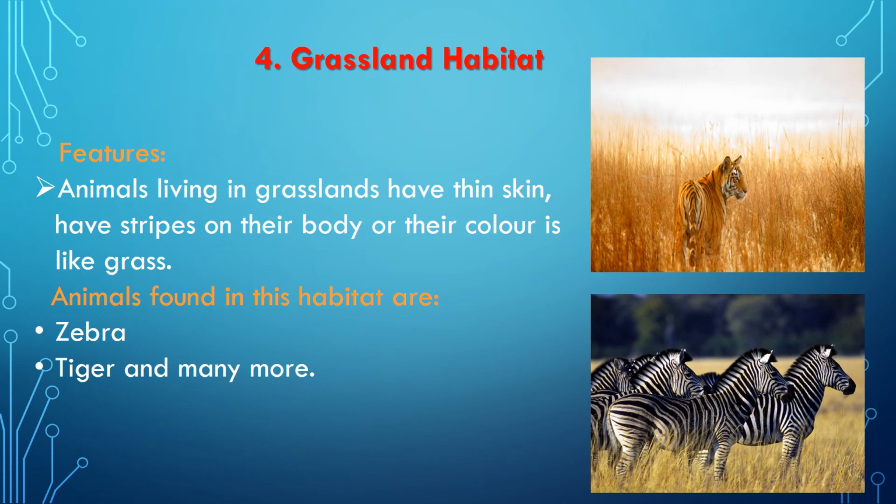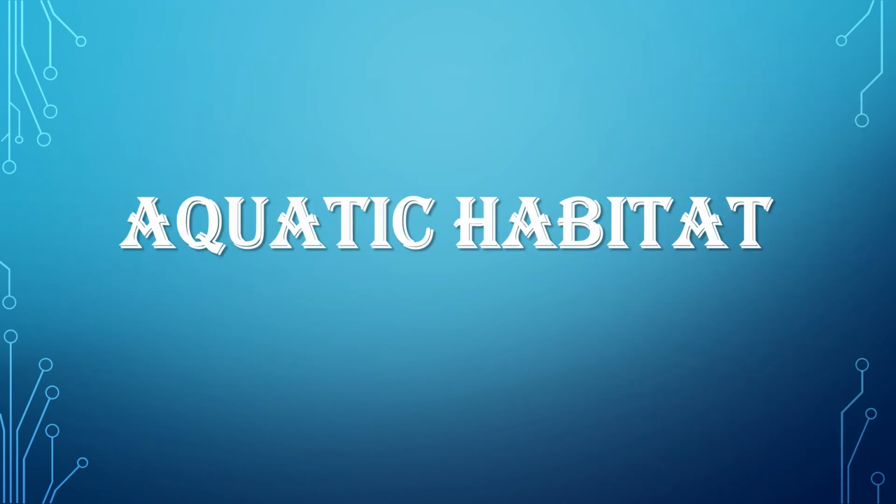Then the grassland habitat. Here the animals have very thin skin and they have stripes on their body, and also their color is like grass so that they can hide themselves in the grass easily. You can see that the tiger, zebra, these kinds of animals are found in grassland habitat, and there are many more animals also there.